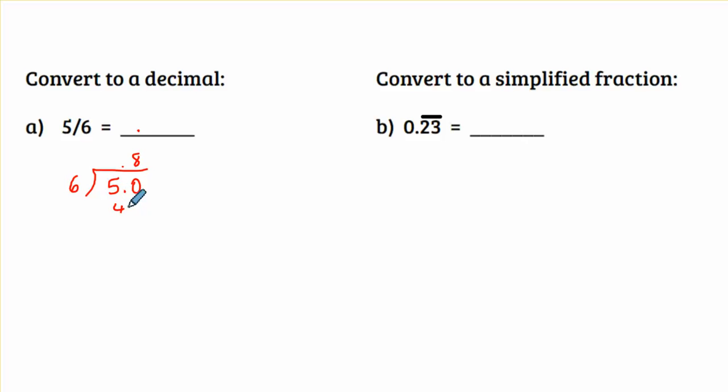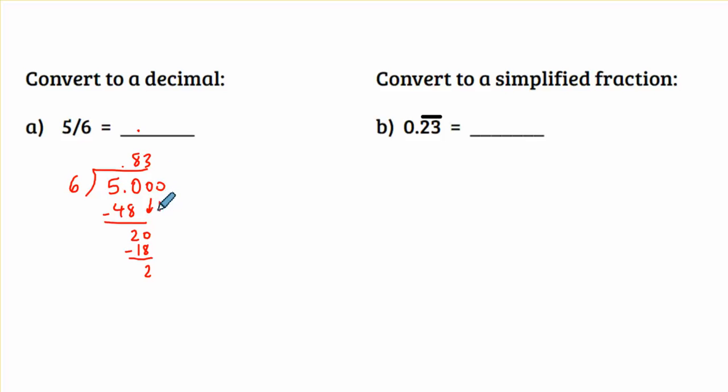6 goes into 50 8 times. 8 times 6 is 48. I subtract 50, take away 48 is 2. And I need to keep going. So I put up another 0 and bring it on down. 6 goes into 20 3 times. 3 times 6 is 18, and I subtract 20 minus 18 is 2.